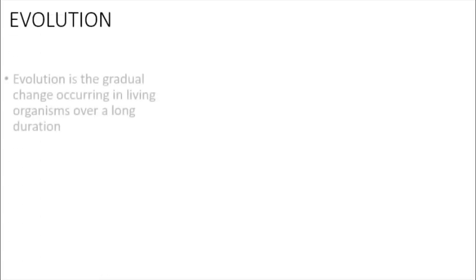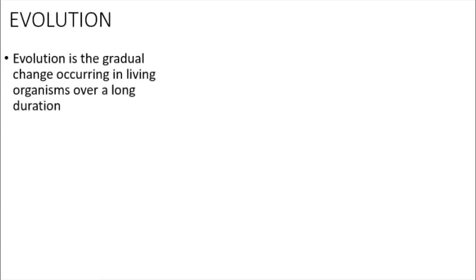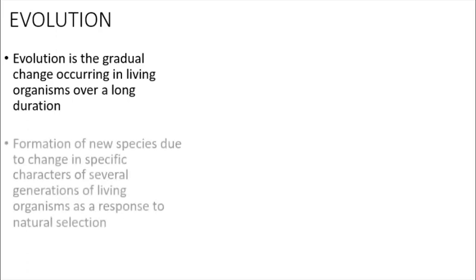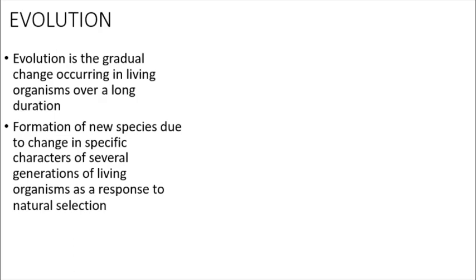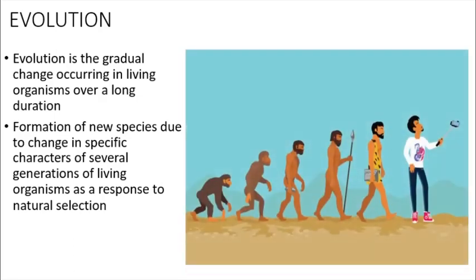Now, children, do you all know what is evolution? Well, evolution is a gradual, that is, a step by step and slow change occurring in living organisms over a long duration. Or you can also say evolution is the formation of new species. Every time a new species is formed due to changes in some of the characters of several generations of the living organism as a response to natural selection. So this is what evolution is.